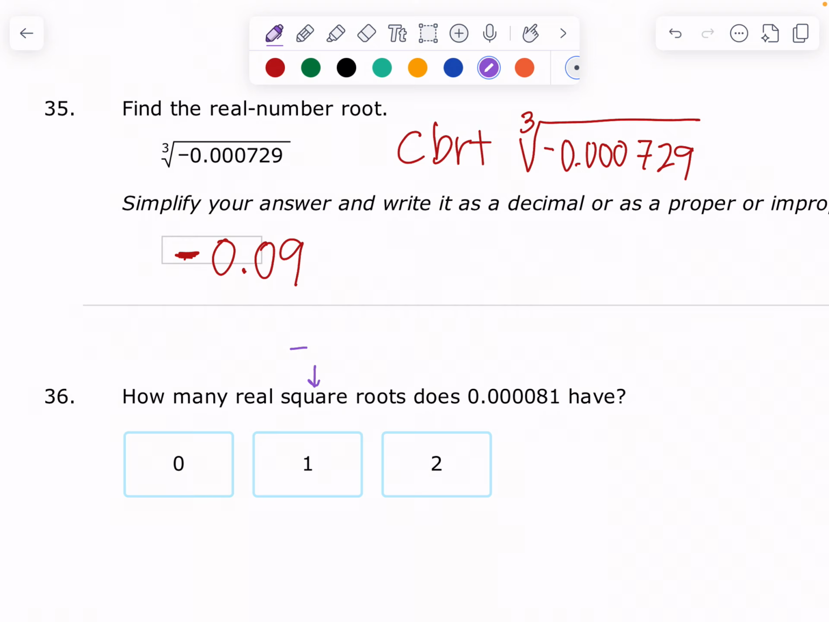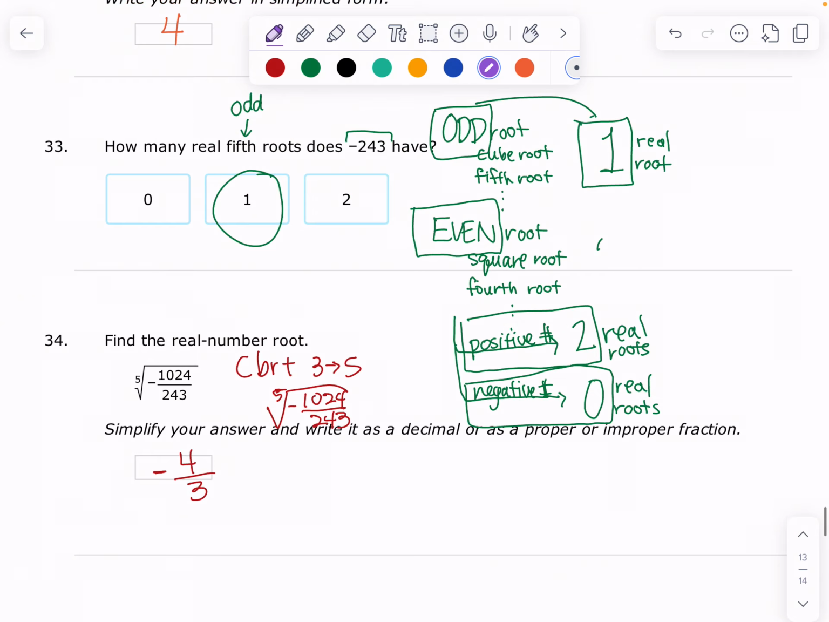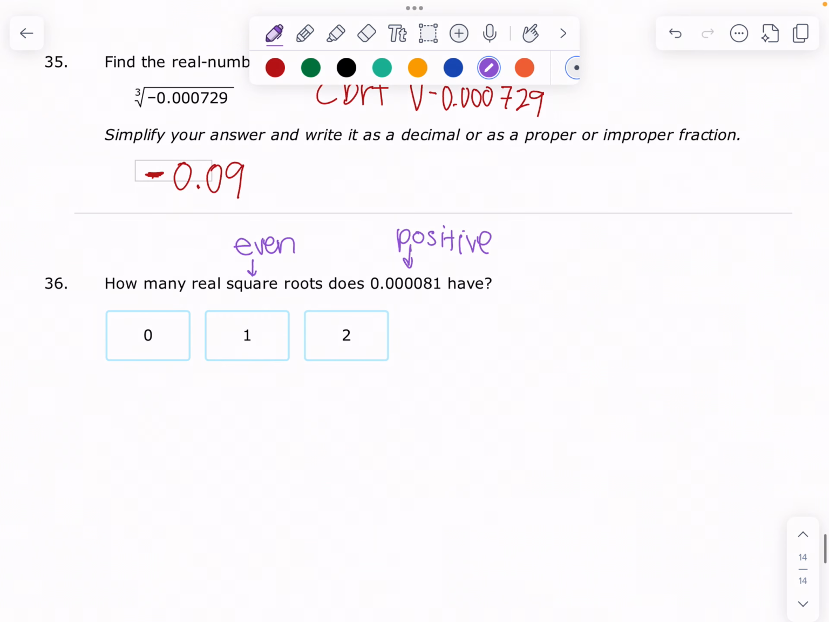All right, last one, square roots. A square root is an even number, and this is a positive number right here. Positive, even root, positive number. And according to the notes that we took earlier, even and positive, so here's even, here's positive, means that there's 2. So all we have to answer on this is 2.